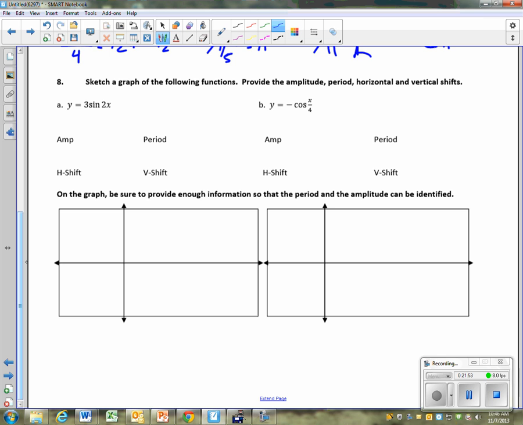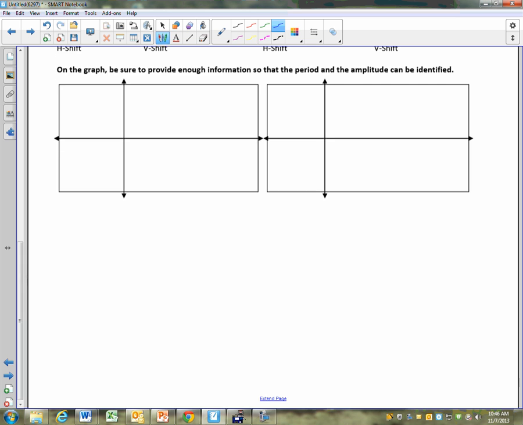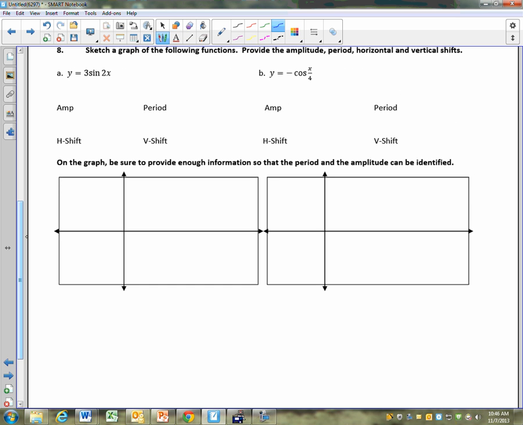Can you sketch these? There are times in calculus where you do want to come up with the sketch because often we're finding tangent lines to functions, and so you want to have an idea what it looks like. So what's the amplitude of this one? How much does it go up and down? Very good. 3. The period. Pi. Horizontal shift. Nothing. Vertical shift. None.